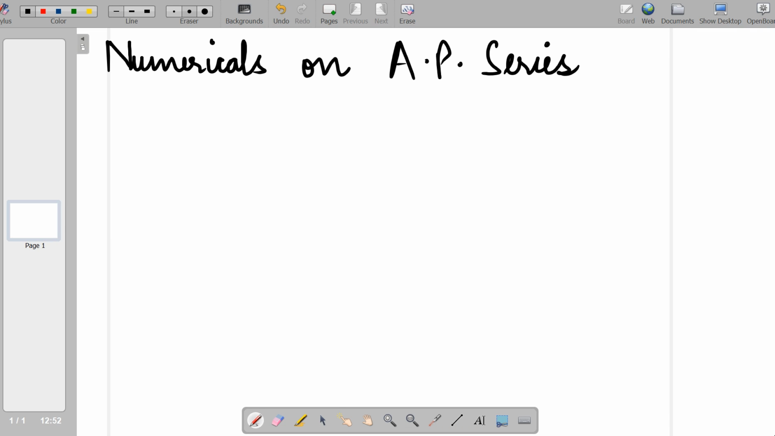Today we are going to start with a few numericals on arithmetic progression series. In the previous session we have already seen all the formulae which are related to AP and how we can use them. That we'll see in the next coming sessions. So I'll try to cover all the variations which you can see in the numericals in the case of arithmetic progression. So let's start with the first question.